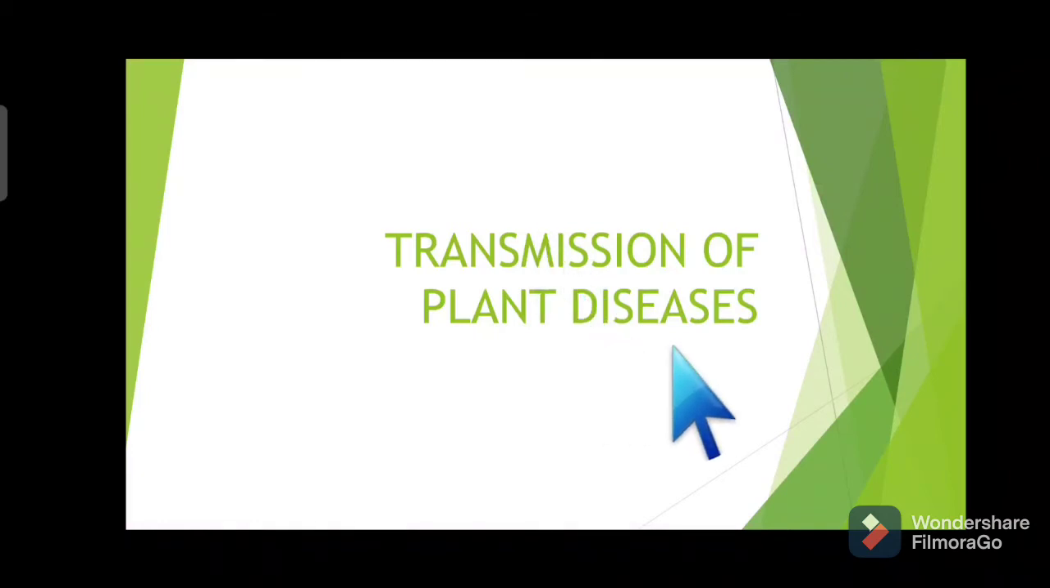Okay, so the next topic that we will discuss today is the transmission of plant diseases. Here, we had already talked about how plant diseases are disseminated or transmitted from infected plants to healthy plants, or from one locality to another through wind, water, air, insects, and infected plant parts. All right, but here we will talk about viruses.